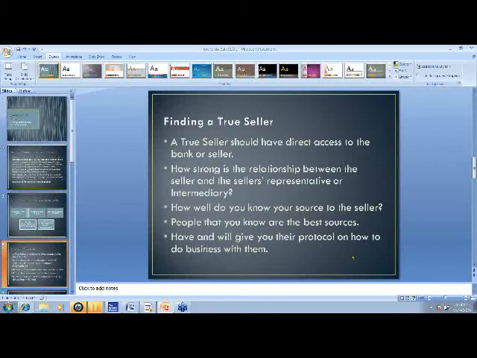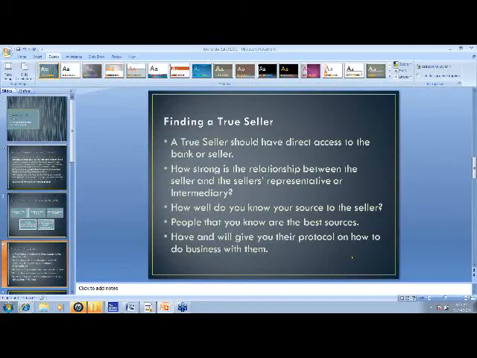For example, they'll come back and say, well, you have to deal with us. You can't deal directly with the seller. Well, that's not a true seller. That's a broker. Or they'll say that it's 6 points and that's it. It's not negotiable. Brokers set points.